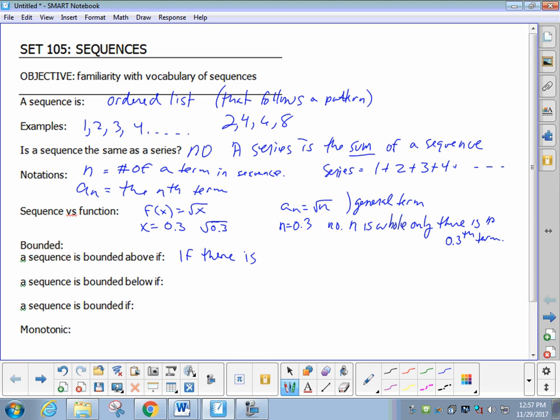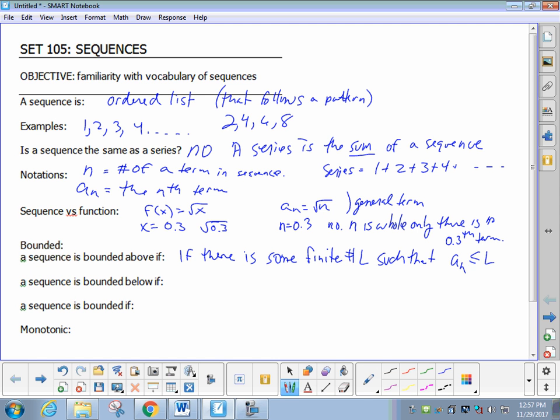What does have to happen is it's bounded above if there is some finite number L such that all terms, which I'm going to say a sub n, any term, is less than or equal to that number. What do you reckon that L stands for? Upper limit. Yes. If there is some finite number L such that all terms are less than that number.